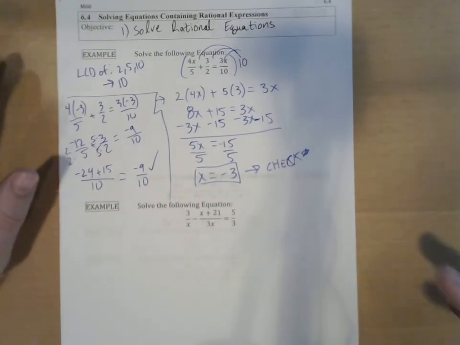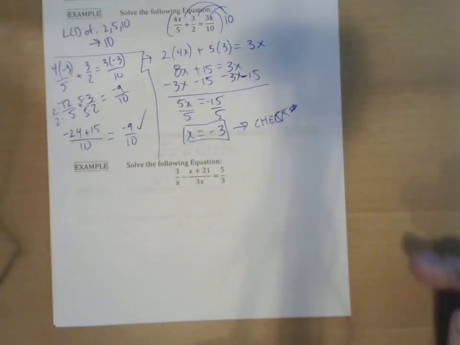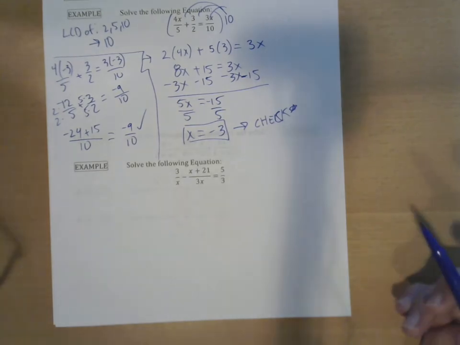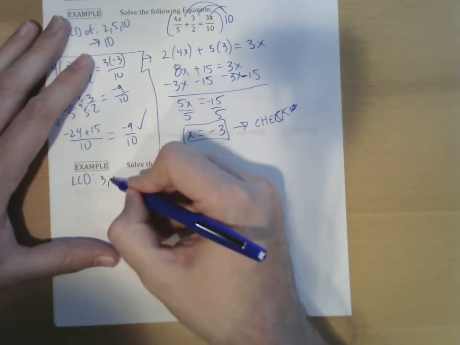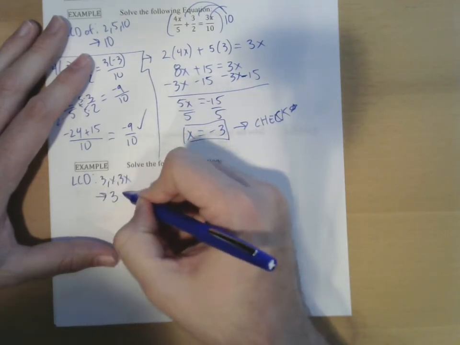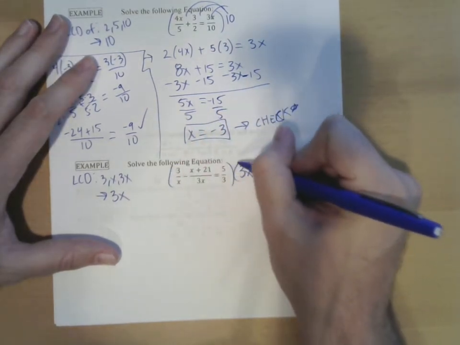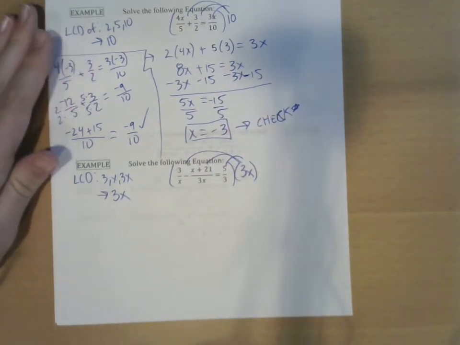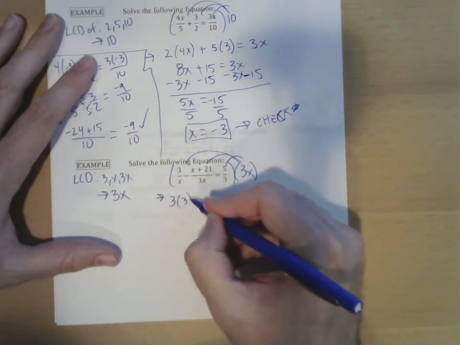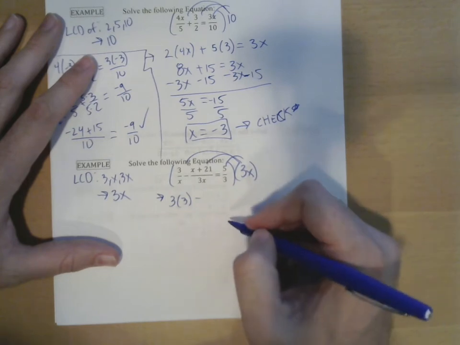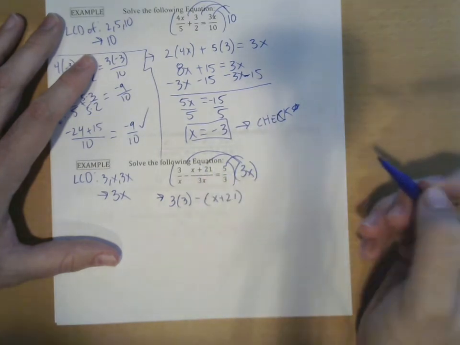So that's a basic example. All our denominators were numbers. So the next couple are going to start adding in more complicated denominators. In this one, our LCD is the LCD of 3 and 3x, and so 3x is the thing that encompasses all of them. Once again, we multiply by 3x and distribute to all pieces of the equation. 3x divided by 3 is going to get us 3 times 3. Minus 3x divided by 3x is just 1, so this is minus the quantity x plus 21. Don't forget that this minus is for the whole fraction.